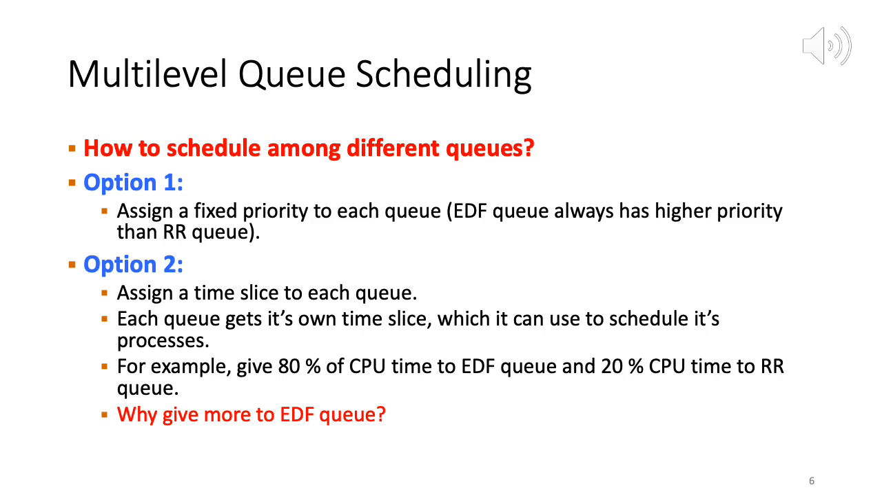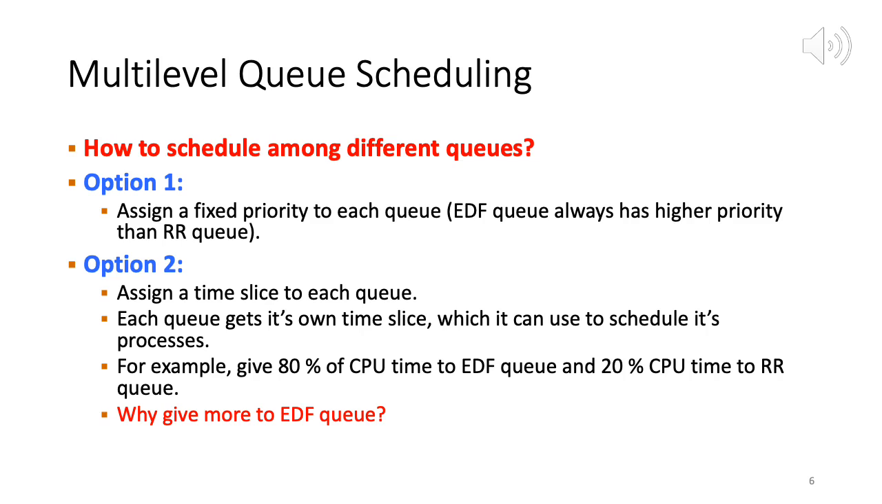So we could say fine, in this case the real time process time slice would be, well, 500 milliseconds. For system processes, it would be, well, 100 milliseconds. Interactive even less, batch even less. You could do that, right? Or you could have a policy. So we are assigning a time slice to each queue. Each queue gets its own time slice which it can use to schedule its processes, right?